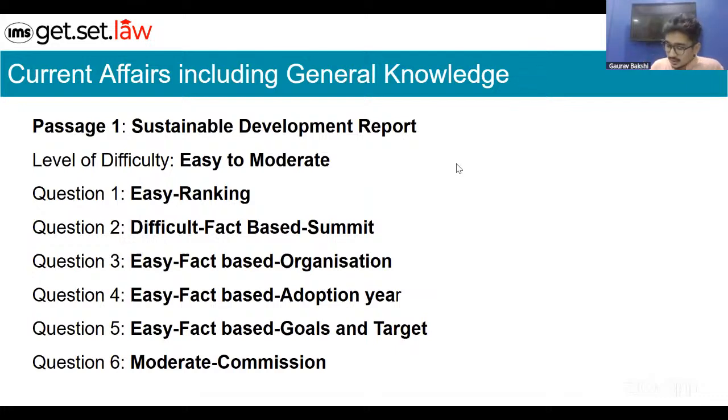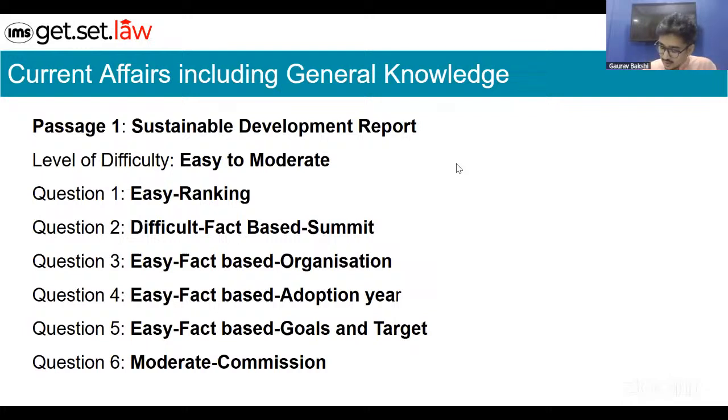Question 1 asked what is India's ranking in the Sustainable Development Report. It is a fairly easy question. It is asking the ranking of India in the Sustainable Development Report. And while we study a particular topic, we have to go in different directions. Let's continue the analysis with regard to this particular passage. It is a fairly easy question, question one, ranking, no analysis in that.